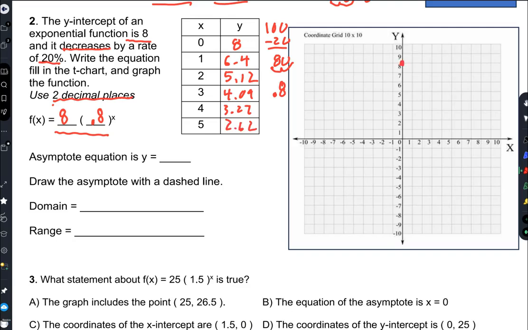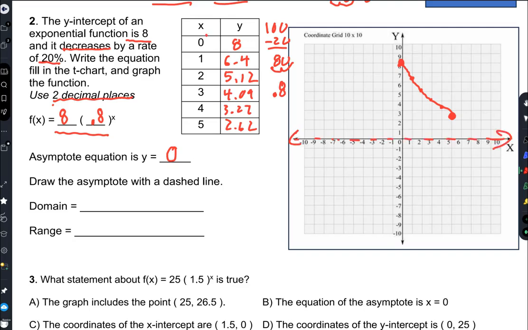So I'm going to go over here, and I'm going to graph these as accurately as I can. 0 is 8. 1 is 6.4, which is going to be about here. 2 is 5.12, barely above the 5. 3 is 4.09. 4 is 3.27, about right in here. And 5 is 2.62, about right here. So the graph, we're doing a piecewise function here. It's going down. It eventually would go down here and form the asymptote. So the asymptote is y equals 0.